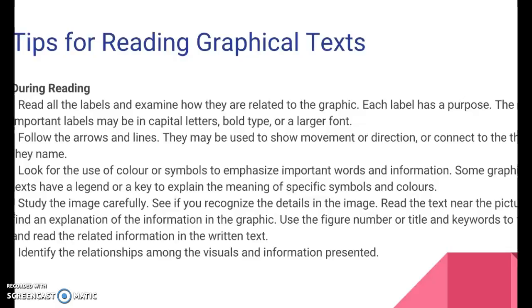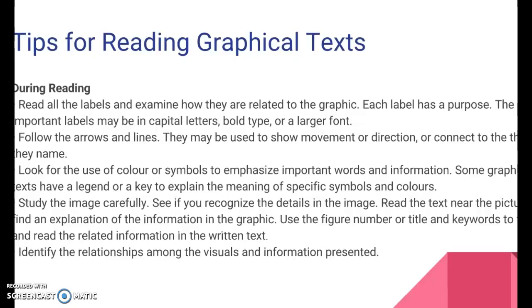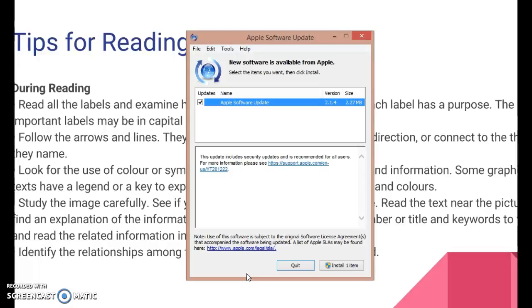Follow the arrows and lines. They may be used to show movement or direction, or connect to the things they name. Look for the use of color or symbols to emphasize important words or information. Some graphical texts have a legend or a key to explain the meaning of specific symbols and colors. Study the image carefully. See if you recognize the details in the image. Read the text near the pictures to find an explanation of the information in the graphic.